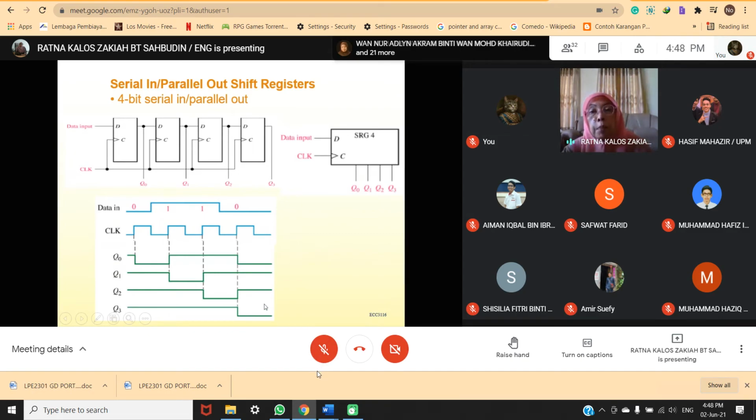So this is a parallel output. You take the output at this point. That is 1, 0, 0, 1, 1, 0.